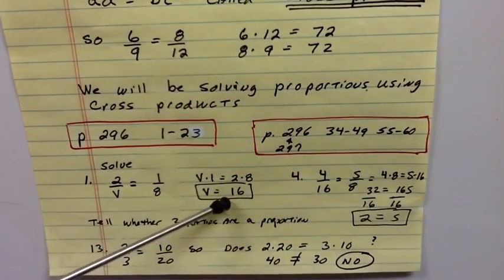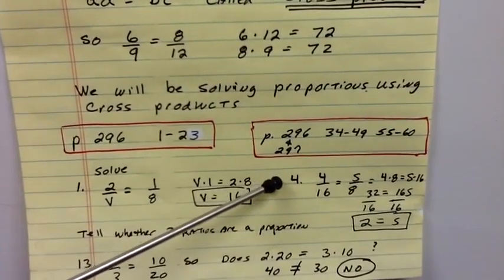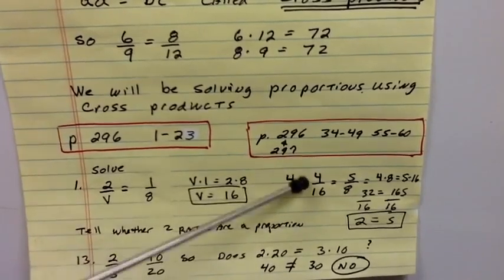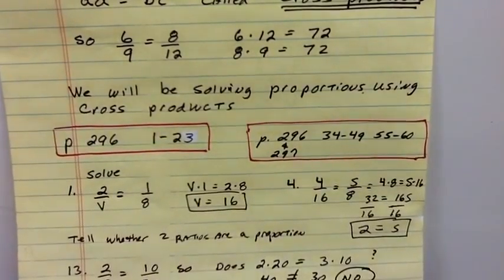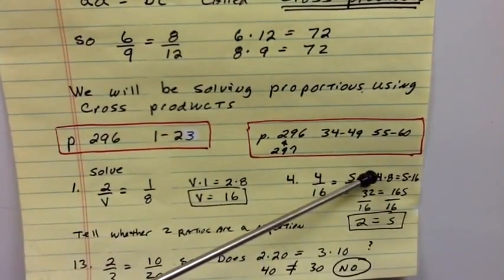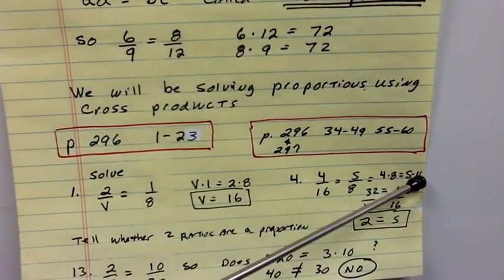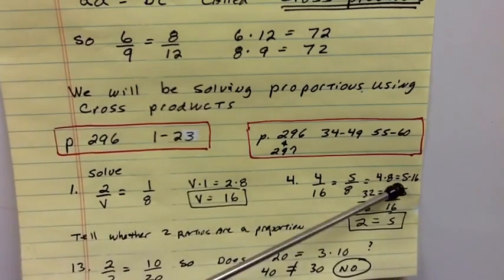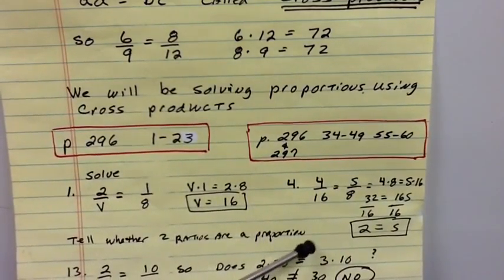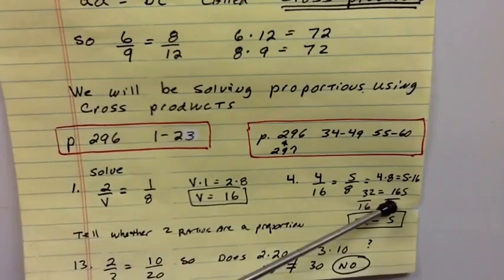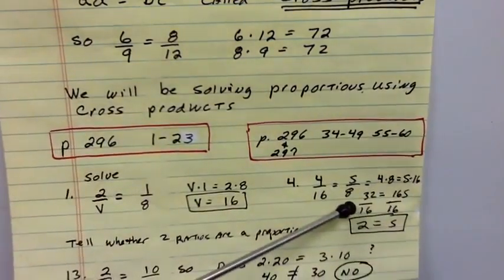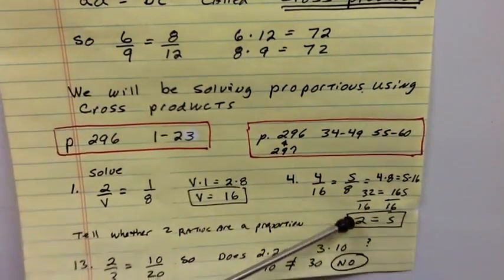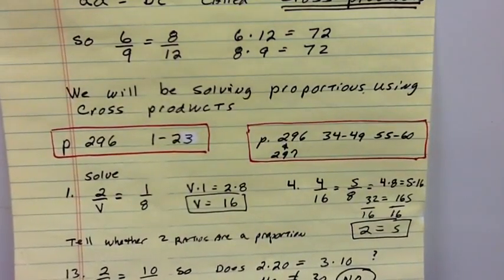Sliding across to number 4, I have 4 over 16 equals 5 over 8. Cross multiply, 4 times 8 equals 5 times 16. So I end up with 32 equals 16s. Then I have to solve the equation. I divide each side by the number with the letter, 16. 32 divided by 16 gives me 2.